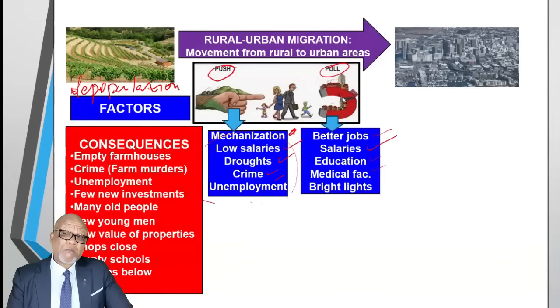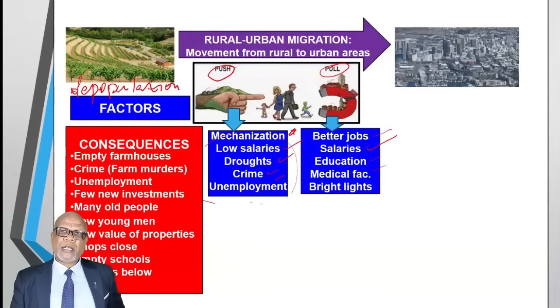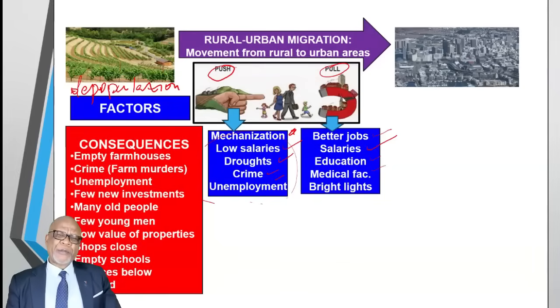So there's going to be an imbalance in the age and sex structure of rural areas, which in reverse will also break the family bonds, because now the partners have left and the other partners are left alone. There are going to be few young men left behind because most of the young men will be going to urban areas to work. Low value of properties, because now there's no demand for those properties.